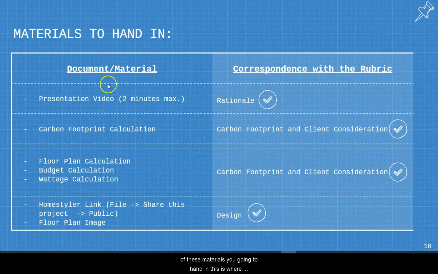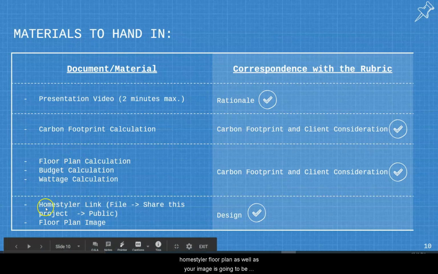So every one of these materials that you're going to hand in, this is where you're going to be marked in the rubric. So for the presentation video, you'll be marked on your rationale. Your carbon footprint calculation is going to be carbon footprint and client consideration. Your floor plan calculation, your budget calculation, and your electrical calculation, your wattage calculation will also be marked on the carbon footprint and client consideration section of the rubric. And finally, your Homestyler link or your Homestyler floor plan, as well as your image, is going to be on the design. So I also included here the steps for you to save your project on Homestyler, which is going to be the application that you're going to be using to design your home, which I alluded to in the previous slides.